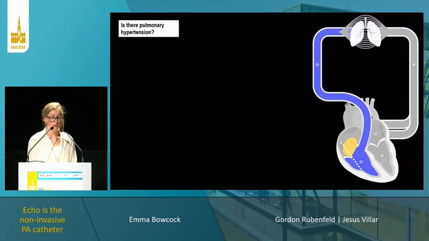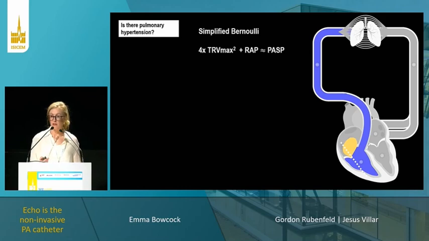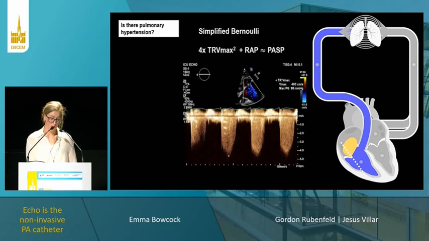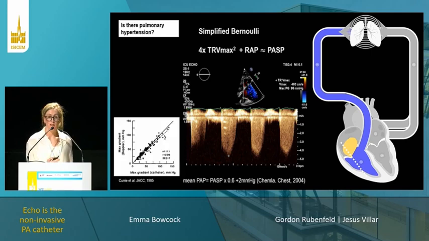So moving on to the pulmonary circulation, is there pulmonary hypertension? We can use the tricuspid regurgitant jet for this using continuous wave Doppler, and we use a simplified Bernoulli equation, which I'm sure you're all familiar with, where we use the tricuspid regurgitant maximal velocity. We can see here in this patient it's around 4.6, and we square that and times it by 4 and add on the right atrial pressure.